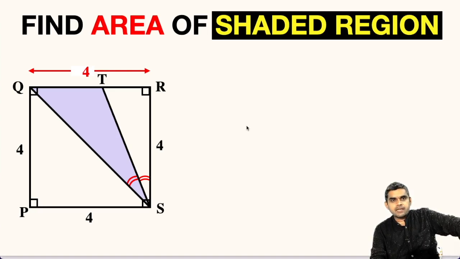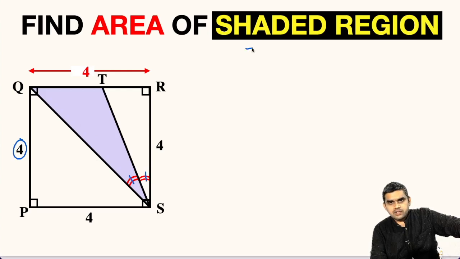Once again, I am back with another interesting question today. In the figure, a square PQRS is given. Each side of this square is equal to 4 units and QS is the diagonal of this square, and FT, this line segment, is such that this angle is equal to this angle. Now we are asked to find the area of the shaded region, that means this triangle shaded in blue.